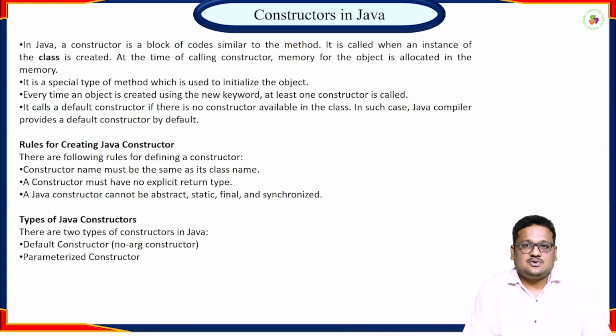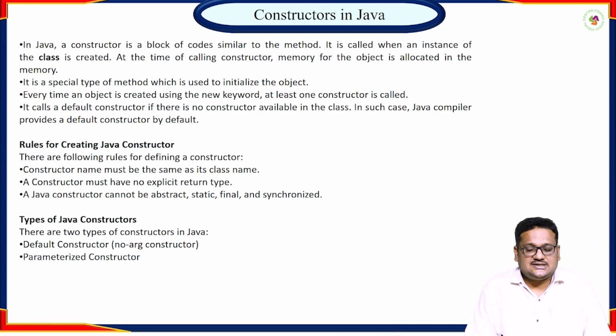And coming to the concept of constructors. In Java, a constructor is a block of code similar to a method. It is called when an instance of the class is created. When an instance of the class is created, that is, at the time of object creation, if the class contains any constructors, then the constructors will be invoked. At the time of calling constructors, memory for the object is allocated. It is a special type of method which is used to initialize the object.